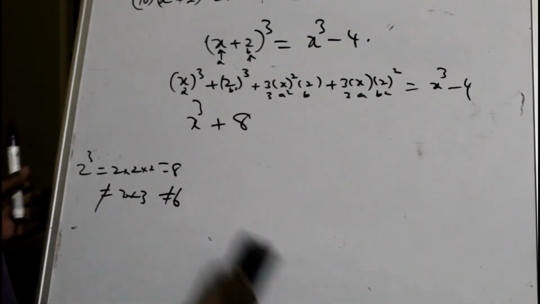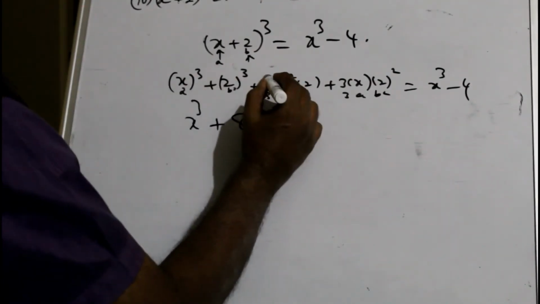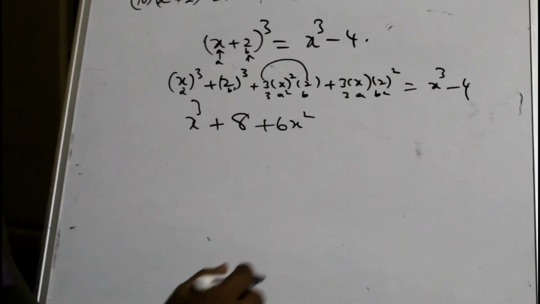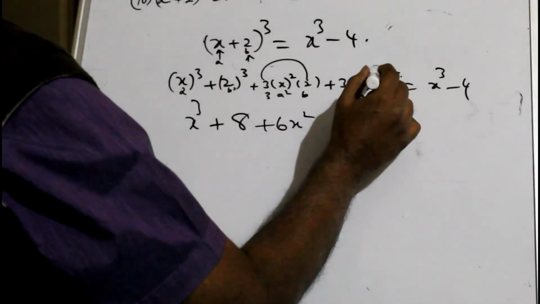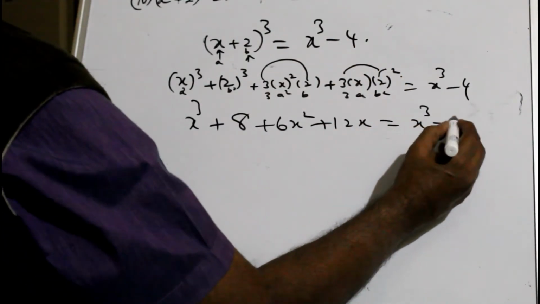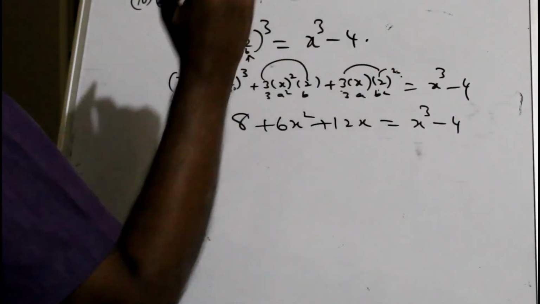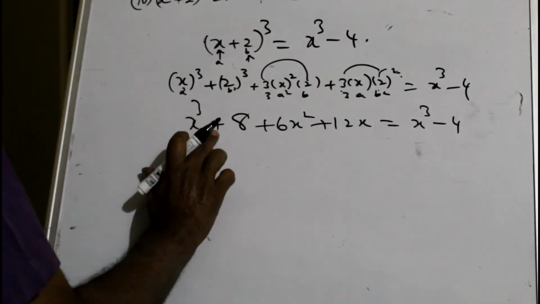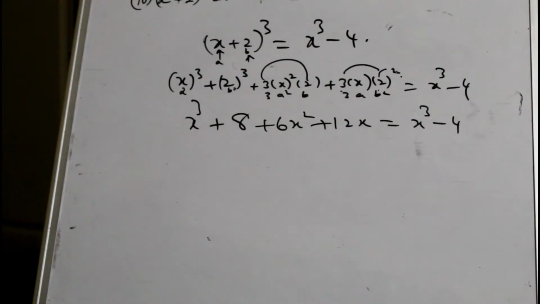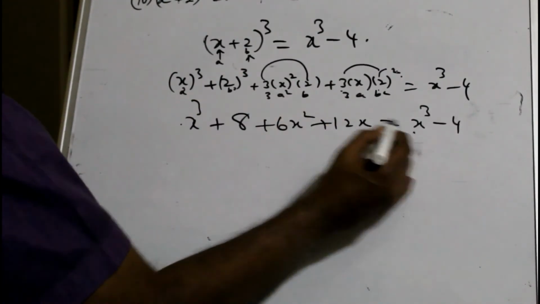And when you continue, you get 3 2s are 6. You get 6x square. Next you get 2 square is 4. 4 3s are 12, into x equal to x cube minus 4. Look here, numbers you must do right first. 2 square is 4, 4 3s is 12. Always you must write signs first, numbers next, and variables or alphabets third.